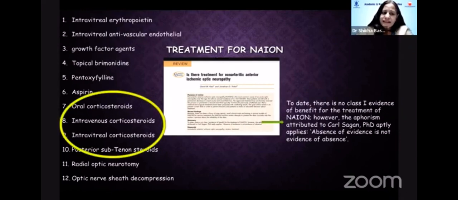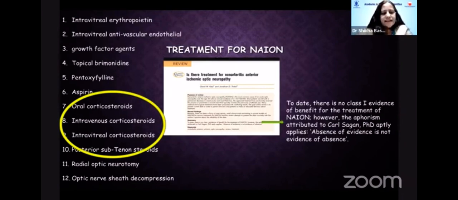Hence, we all continue to try oral steroids, intravenous corticosteroids, and sometimes intravitreal corticosteroids. So for the other eye involvement, people have tried pentoxifylline and aspirin to prevent the other eye involvement, but the results have not been too fruitful.